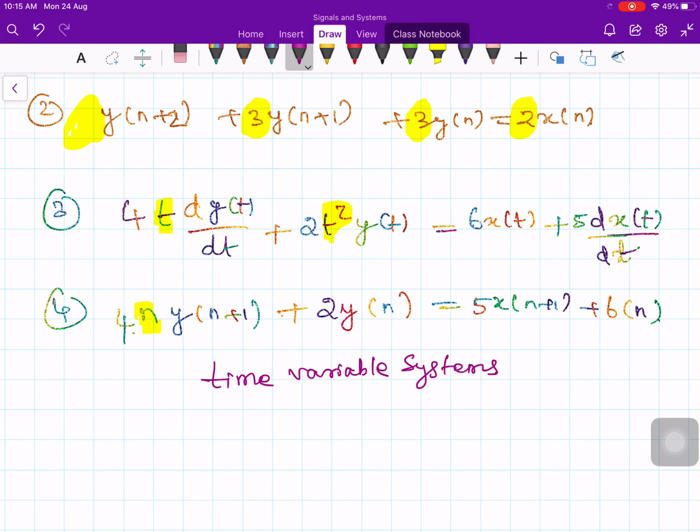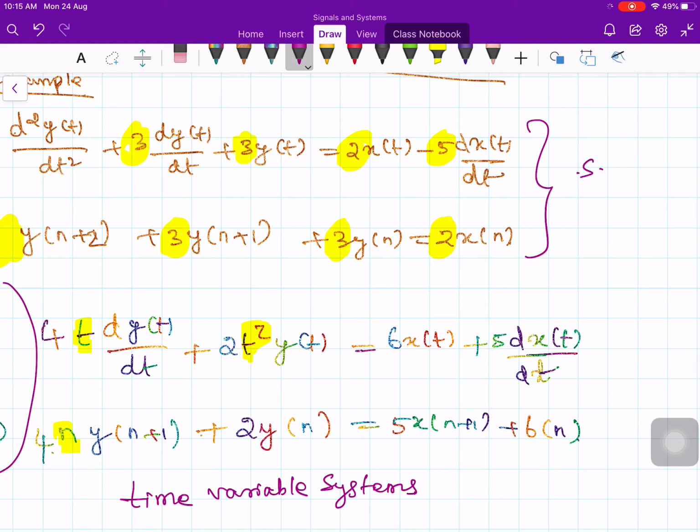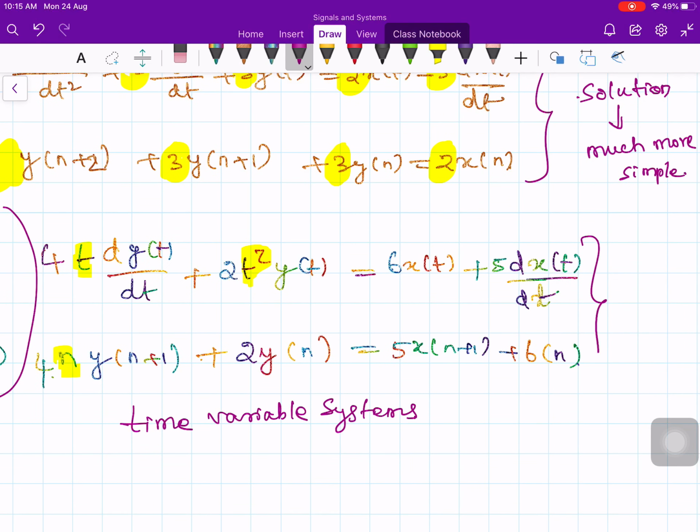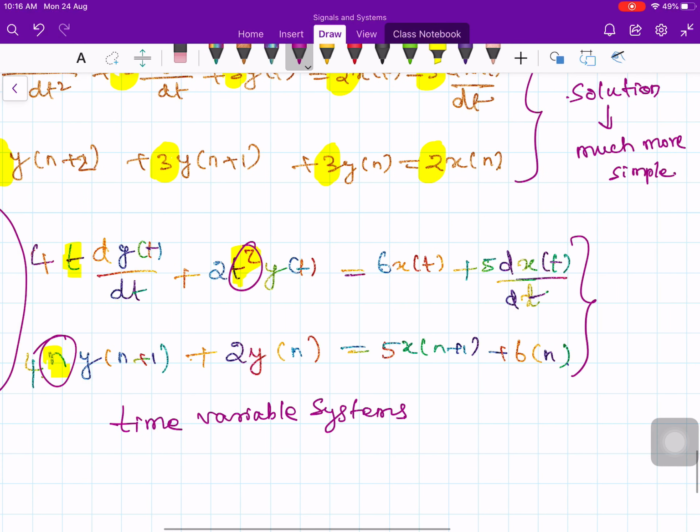So, these equations describe the operation of time variable systems 3 and 4. The importance of distinguishing between these two systems is that the solution of, let us say, these equations 1 and 2 is much more simple. You can easily find the solution for this one. But on the other hand, if you take this time variable system, the solutions are not that easy, because the time factor t is involved here, and here the time factor n is involved. So the analysis of a time invariant system is far simpler than what it would be in the case of a time variable system.